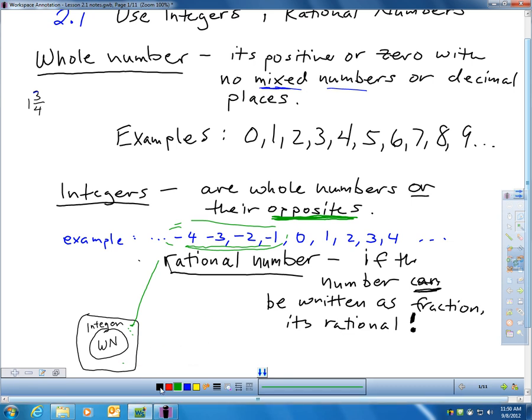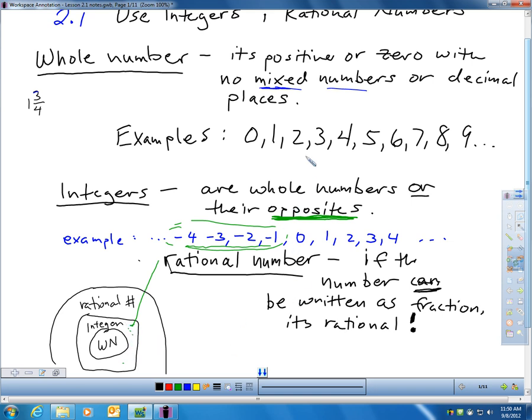Then we have the next grouping, which is called rational numbers. Now, anything inside of this is a rational number. Now, rational numbers, remember, are anything we can write as a fraction. So integers and whole numbers, all of these are rational. So let's think, how can I write a whole number as a fraction?